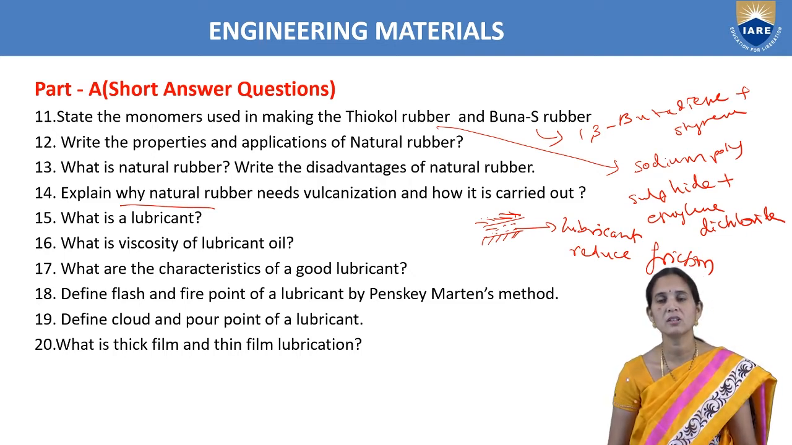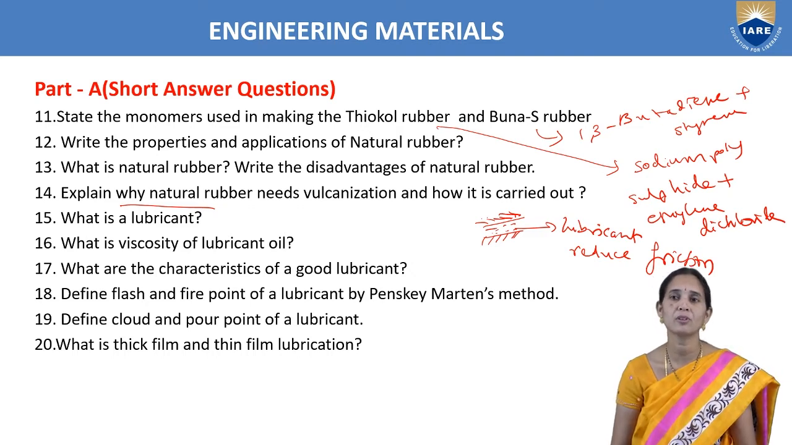Next, define flash and fire point of a lubricant by Pensky-Martens method. Flash point is the lowest temperature at which the vapor of the oil will ignite for a second. The flame is produced just for a moment, it comes and goes. That is the flash point.